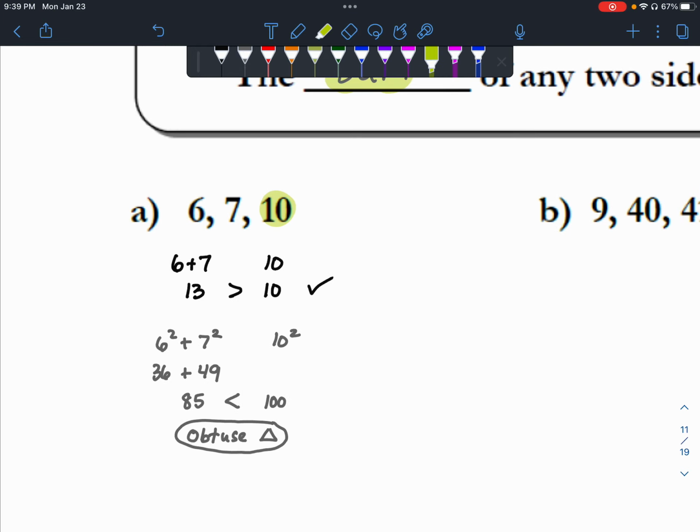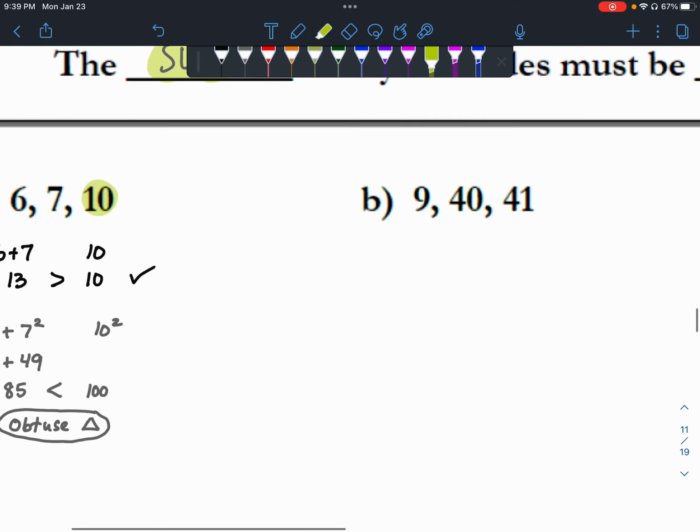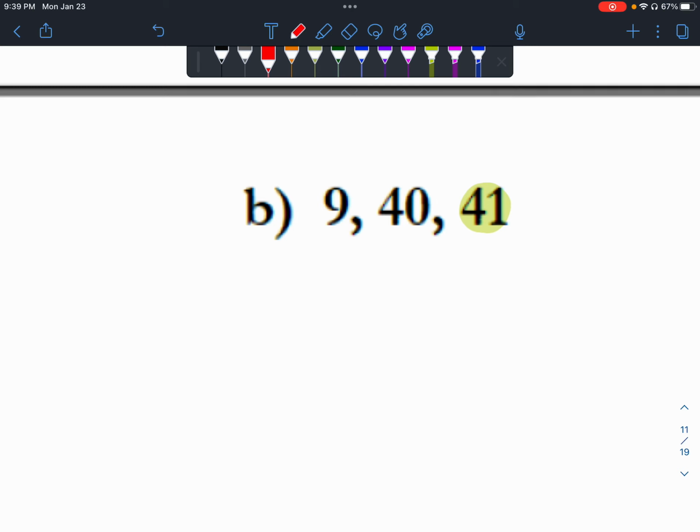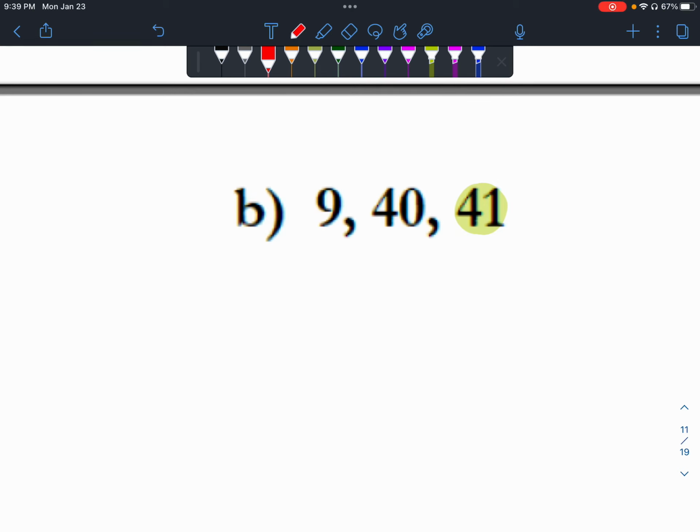Letter B, we're going to do the same exact thing here. Take your larger side that you have. Let's first make sure that this can indeed be a triangle. The two smaller sides, if I add those together, I'm hoping that those numbers become larger than the biggest side that I have. And what do you know? 49 is indeed larger than 41. So we do have ourselves a valid triangle.